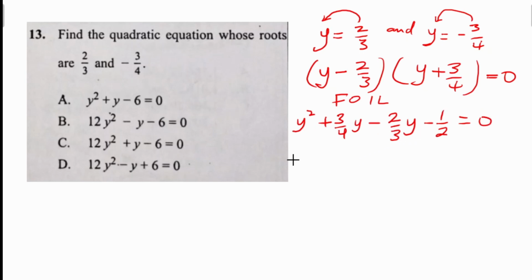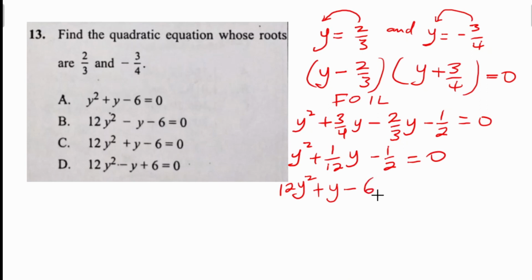Then simplifying further, you're going to have y squared plus 3/4 y minus 2/3 y, which will give us 1/12 y minus 1/2 equals 0. Then multiplying through by the LCM of 12 and 2, which is 12, you're going to have 12y squared plus 12 times this will give us y, minus 12 times this will give us 6 equals 0. And looking through the possible answers, the answer is option C.